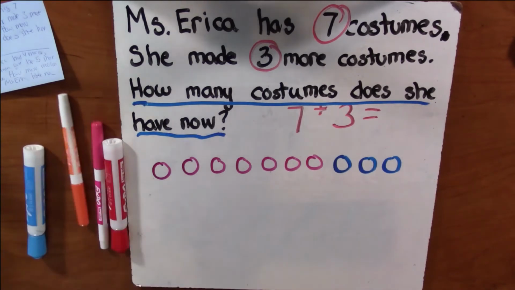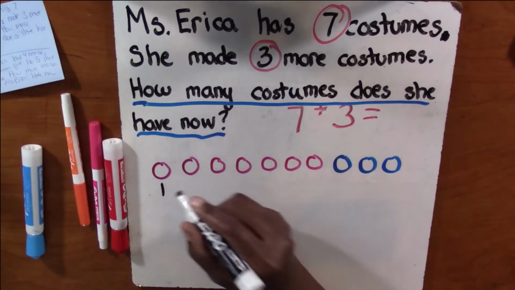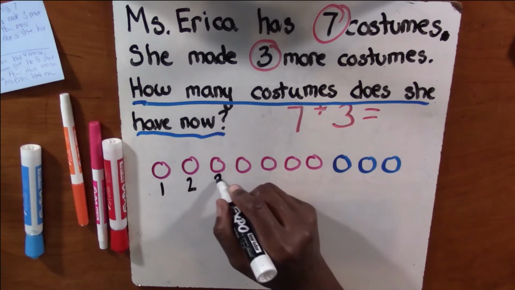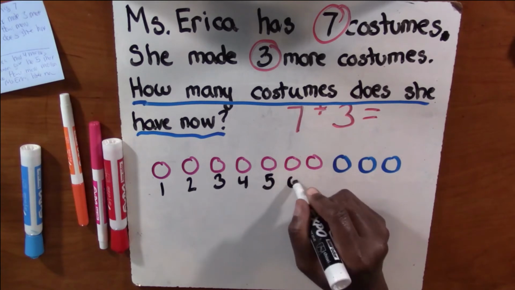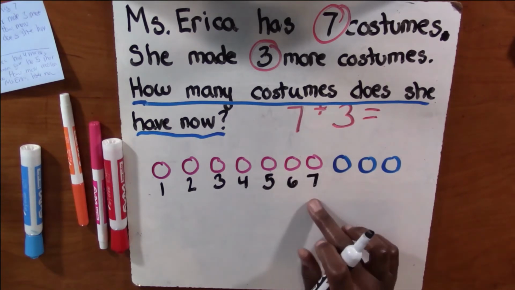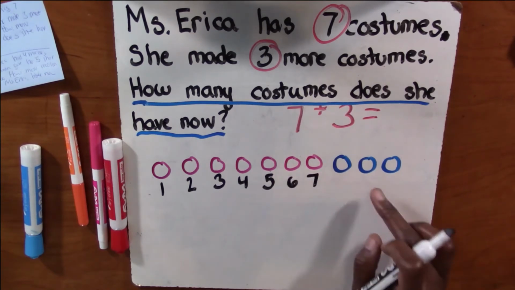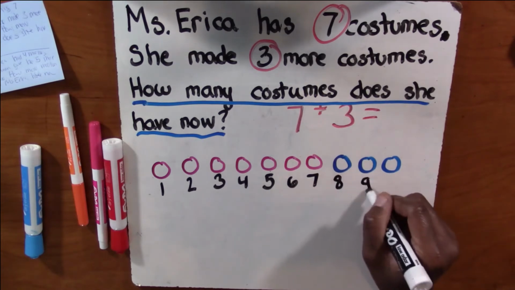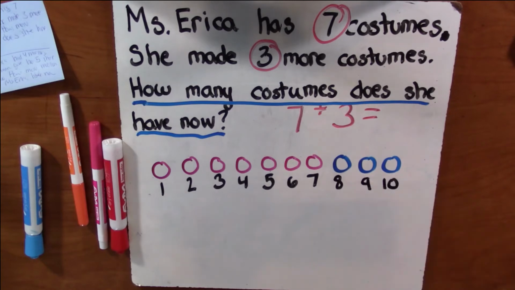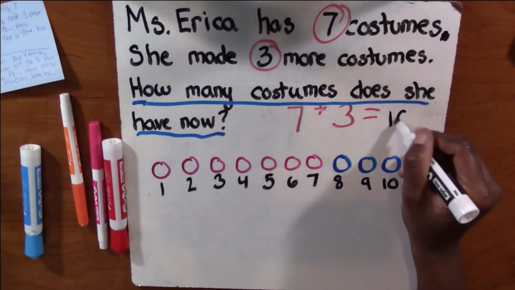I can't decide on marker color. 1, 2, 3, 4, 5, 6, 7. So remember I had 7 that I started off with, and I added 3 more. 7, 8, 9, 10. How many costumes do I have now? Good job, I have 10.